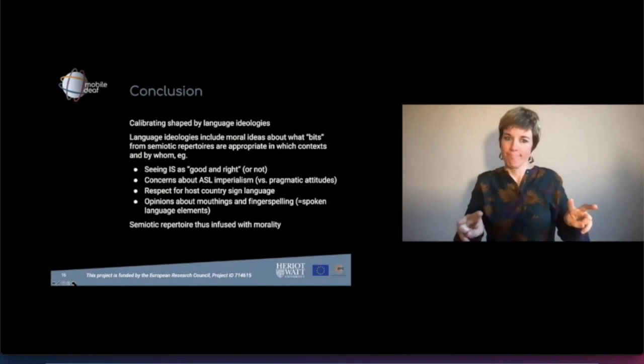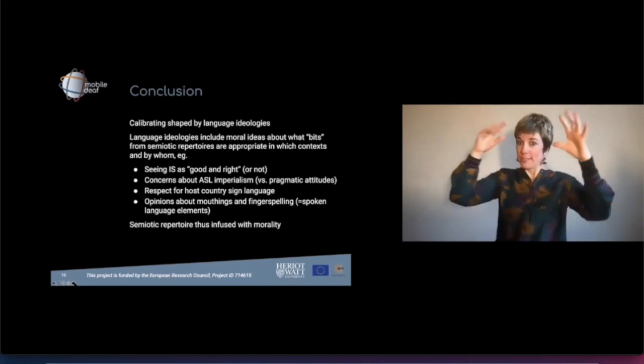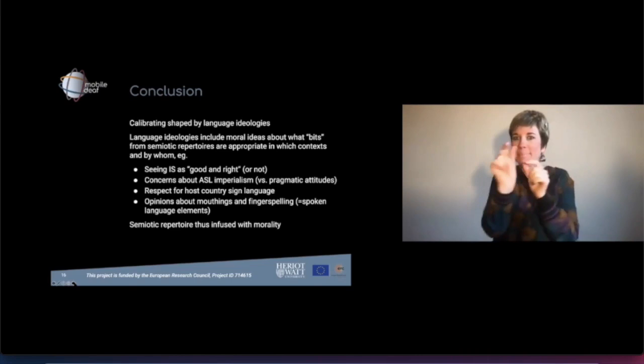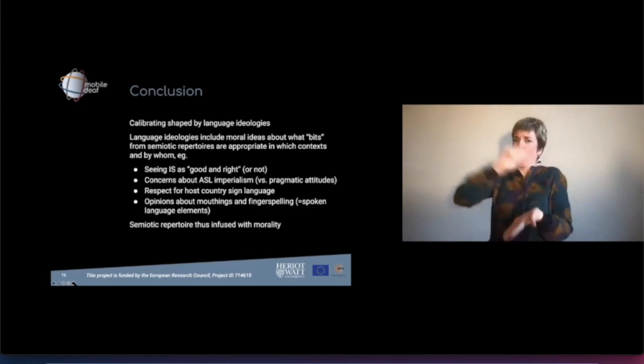So in conclusion, this process of calibration and choosing which parts of the language repertoire to use are what really characterises international sign. And when we think about the language ideologies, this moral idea comes into play as being shaped by this calibrating process. And so language ideologies, you know, are all about the moral ideas about what bits from the semiotic repertoire are appropriate in which contexts and by whom.